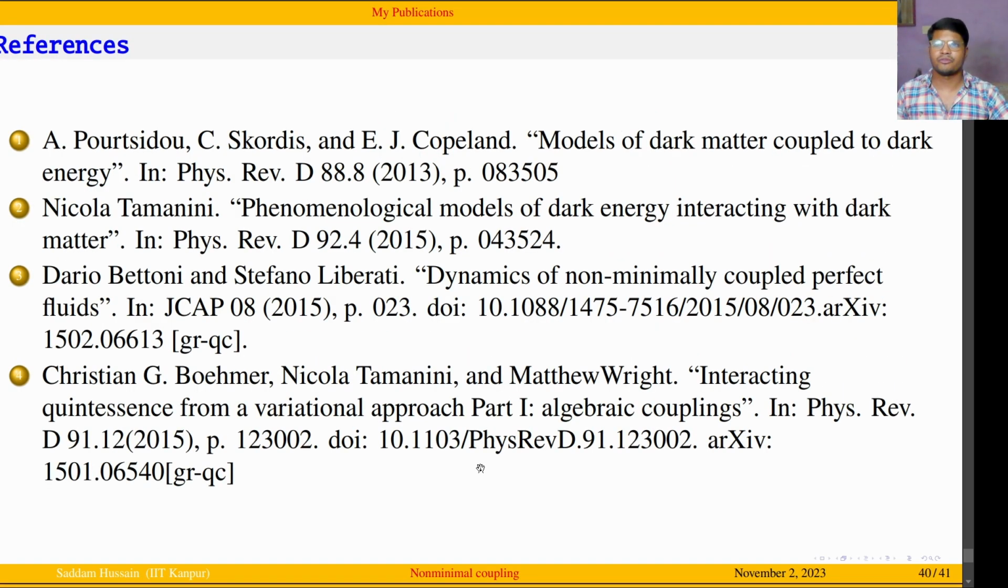So there are some few differences we can see for the model of dark matter coupled to dark energy. Nicola Tamanini has shown that phenomenological models of dark energy interacting with dark matter, which is actually the equivalence between the former and later Lagrangian interaction picture. And there is Boehmer, who has shown, first of all, that the interaction is basically coupling with the Ricci scalar, and then Christian G. Boehmer has worked out the interacting quintessence case from the variational approach.